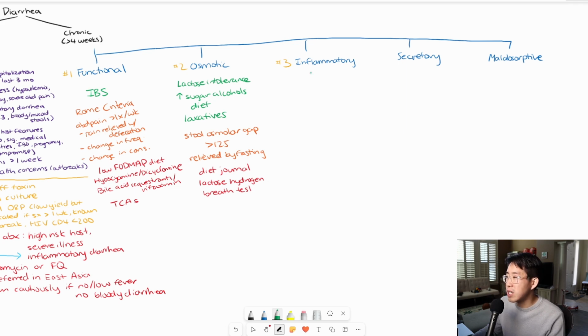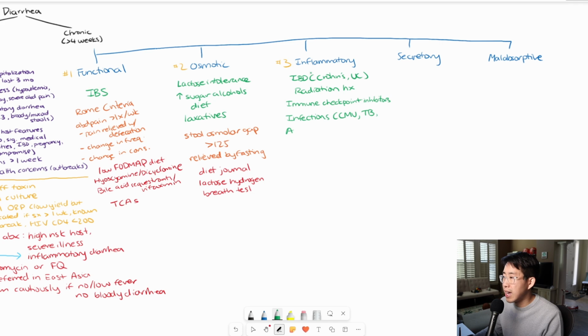Causes of inflammatory diarrhea are going to include IBD, so Crohn's or ulcerative colitis, history of radiation therapy, and immune checkpoint inhibitors for cancer therapies, which are becoming more and more common. And so we're seeing more immune checkpoint inhibitor colitis, which is a cause of inflammatory diarrhea. And then finally, of course, chronic infections can cause inflammatory diarrhea. So CMV, TB, AIDS, MAC, and parasitic infections.